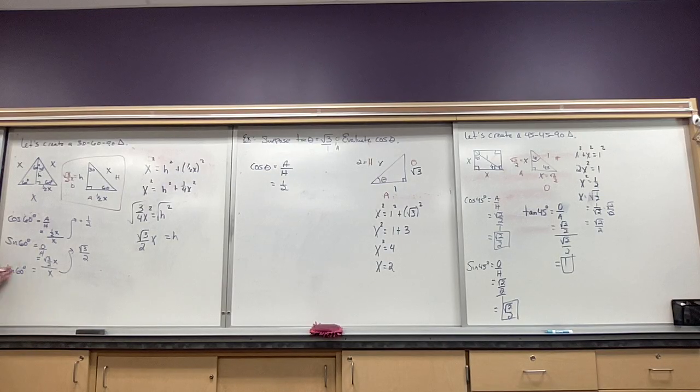And tangent. Let me write this down here. That's your opposite with your adjacent side. So the opposite side was square root of 3 over 2 x. Your adjacent side was a half x. Now I know the x's are going to cancel. And if I divide by a half, it's like multiplying by 2. So that's going to be square root of 3 over 2 times 2 over 1, which is just square root of 3. So tangent of 60 degrees is square root of 3.